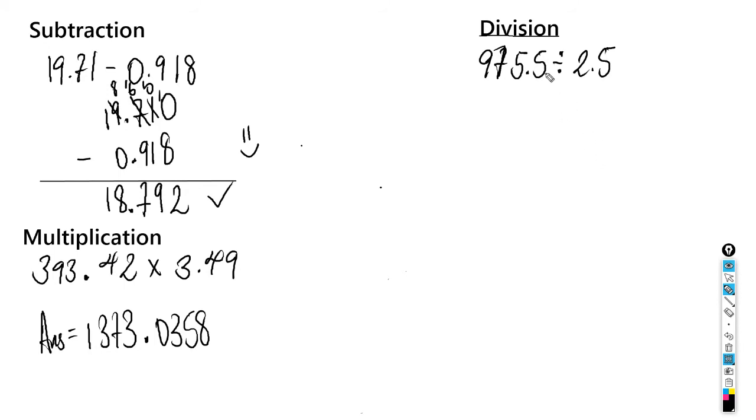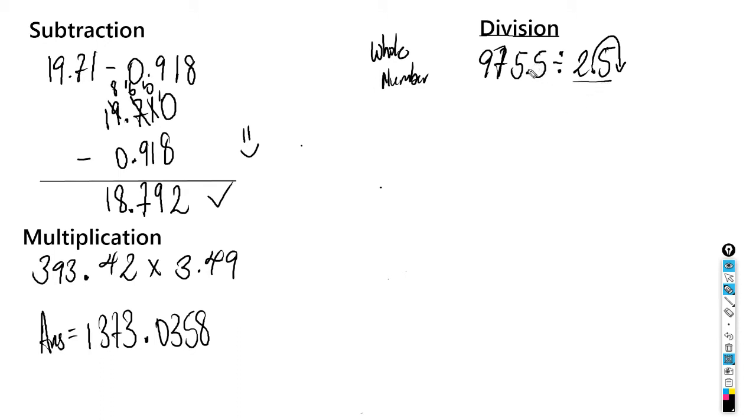So basically what we're gonna do, guys, is we're gonna move this decimal place to the right, okay? So when we're dividing with decimal numbers, we always want the number on the right to be a whole number, okay? So we need to change this to 25, all right? We want it to be a whole number. We don't want it to be just 2.5, all right?